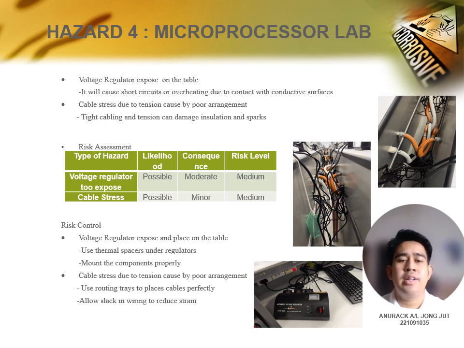So from these hazards, this is our risk assessment. There are two types, which I mentioned just now: the exposed voltage regulator and cable stress. The likelihood of the hazard occurring is possible for both. Then the consequence: voltage regulator is moderate, cable stress is minor, and the risk level for both hazards is just medium risk. So how are we going to control these risks?